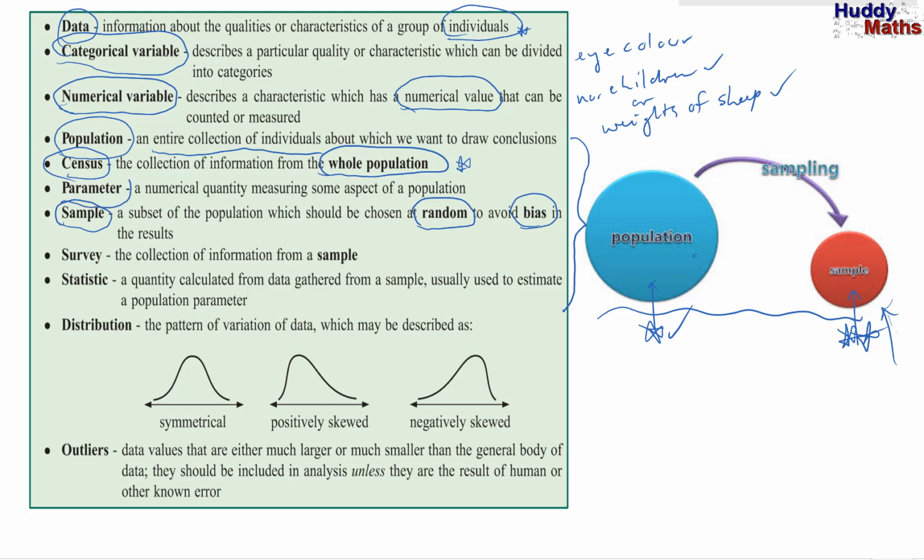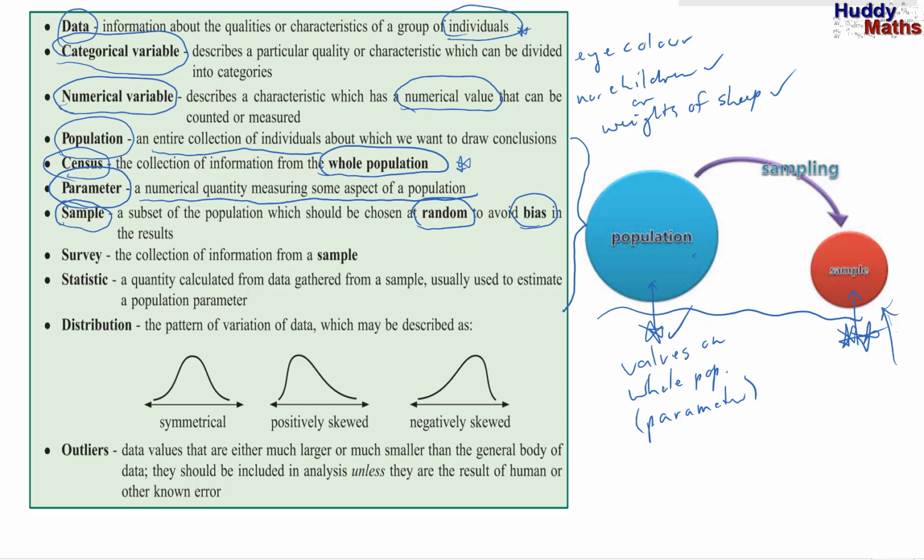Let's have a look. What's a parameter? Is a numerical quantity measuring some aspect of the population. In other words, you've measured the whole population and you're going to draw a graph or something, and you're going to maybe do a measurement of what's the mean or the average or something. So a parameter is values calculated on the whole population. Okay, and that's called a parameter, a calculation based on the whole population.